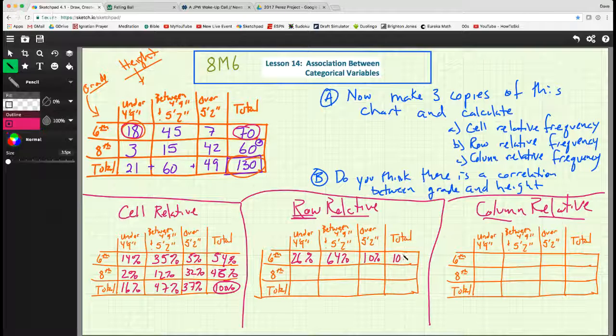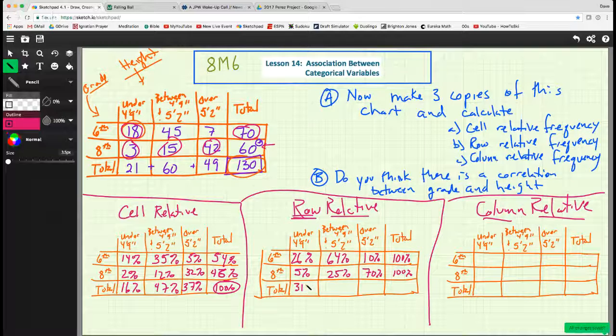So 100% of boys in 6th grade have some height. Row relative only tells you about the row, 6th grade. So in 6th grade, 26% of our boys are shorter, 64% are medium, and 10% are in this tall category. Let's do the same thing for 8th grade. Each number we divide by this row total. So 3 divided by 60 is 5%. Then 15 divided by 60 is 25%. And then 42 divided by 60 is 70%. And that adds to 100%.